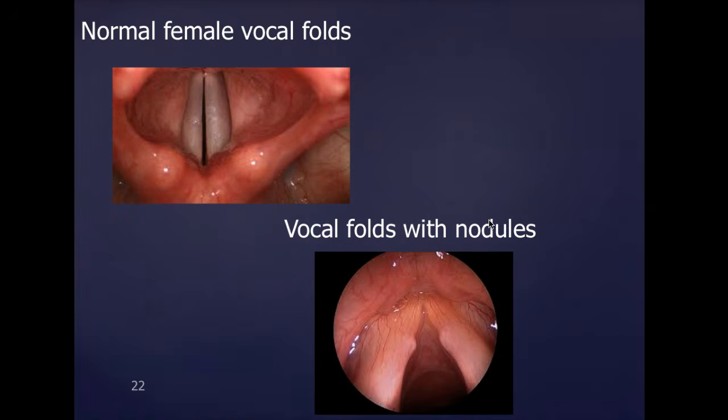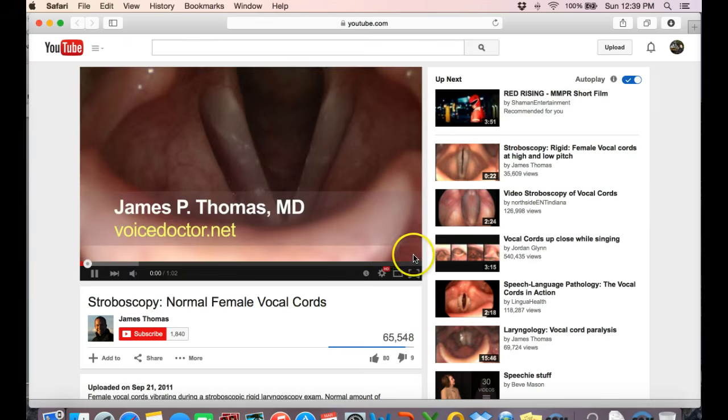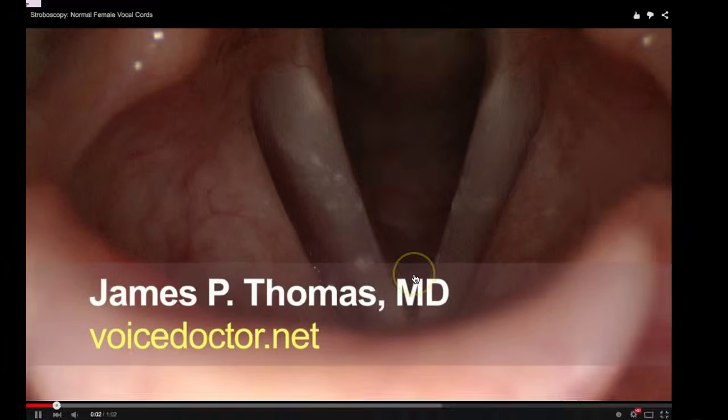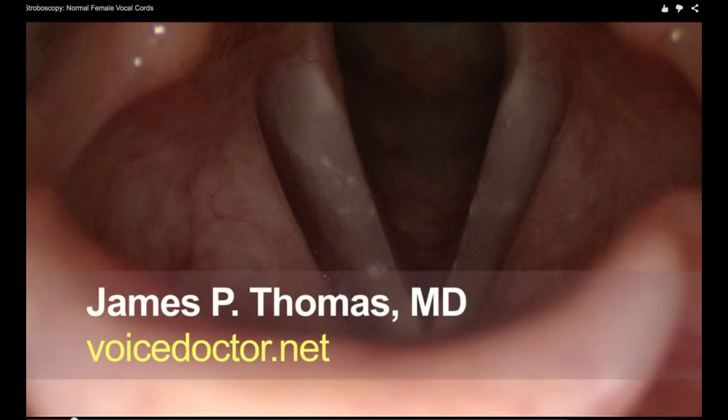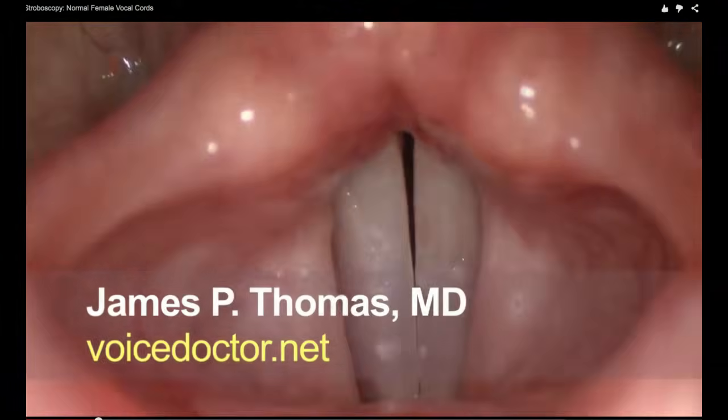In this next slide, I have a video of what normal female vocal folds look like, and then we'll take a look at what they look like when they have nodules on them. So, look at this video here. And again, this is a normal vocal folds. Normal young female vocal cords during a stroboscopic exam.